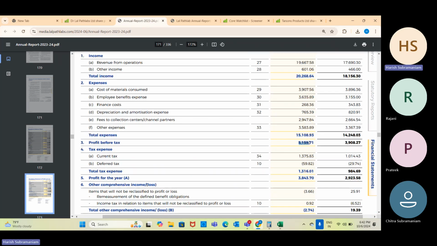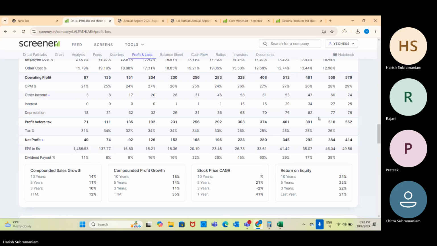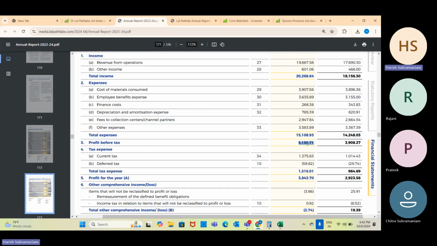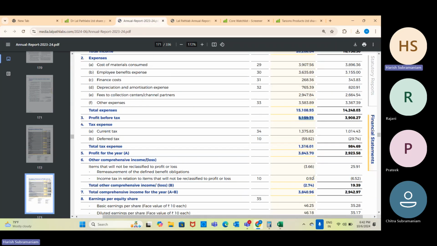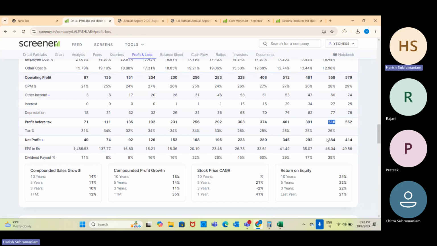Similarly, profit before tax is 5159, and over here they are saying 516. So 5159 million rupees is nothing but 515.9 crore rupees. We are converting million to crore, which is 516. And similarly, the total comprehensive income is 3840.96, and here 3840 million is 384 crore rupees. So basically 10 million equals 1 crore. 1 crore is 10 million, right?